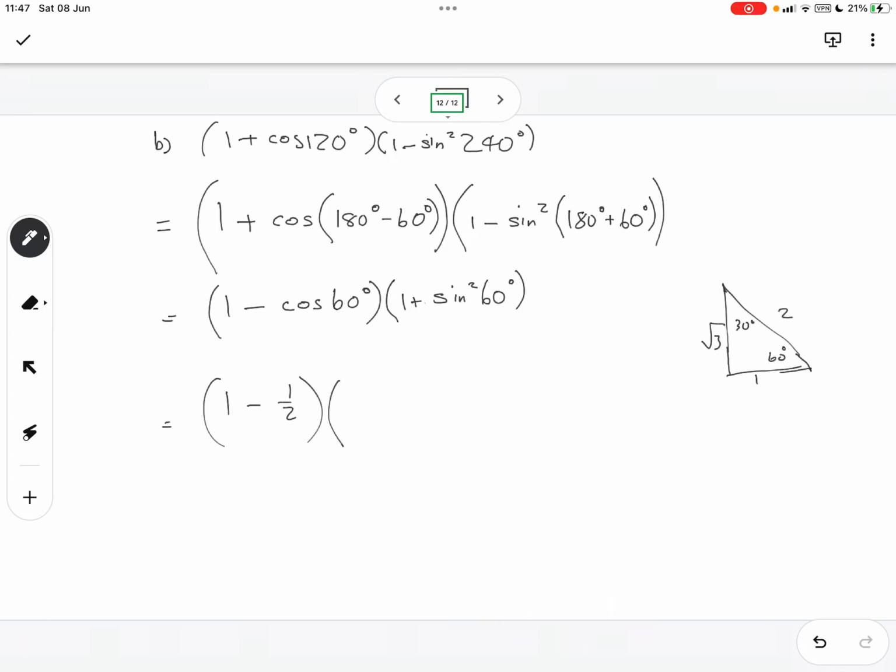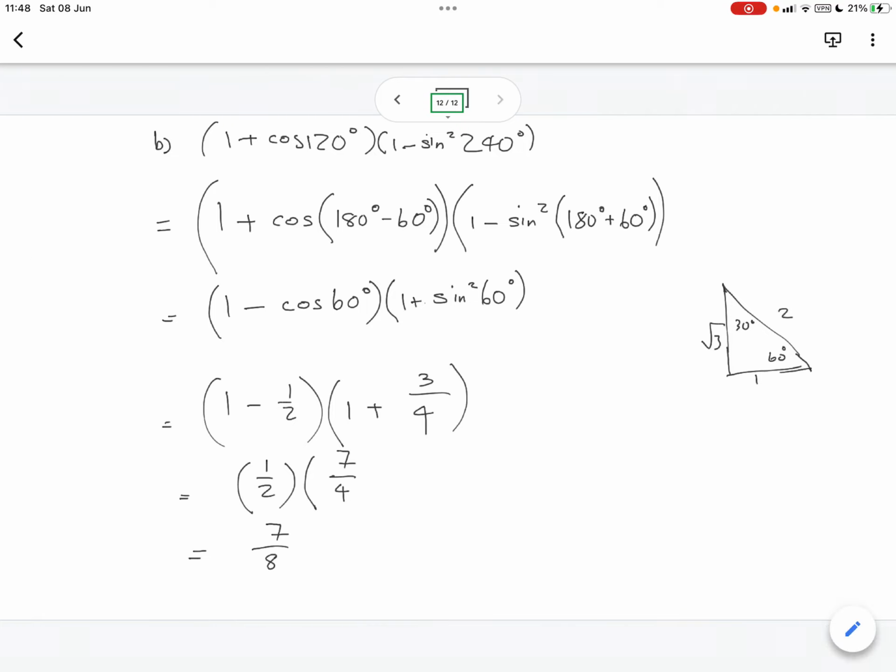And I can just simply go back to special triangles here. 60, 30, 1, 2, square root 3. Cos of 60 is a half, so 1 minus a half. And sine of 60 is square root of 3 over 2. So this becomes 1 plus 3 over 4. And this is 1 over 2 multiplied by 7 over 4. And this is simply 7 over 8.